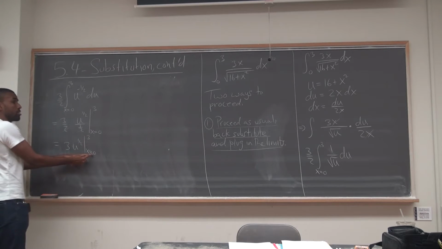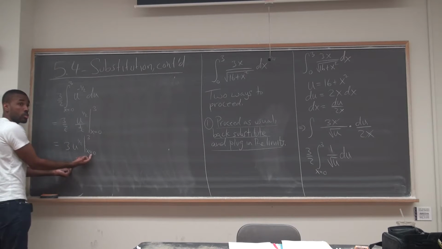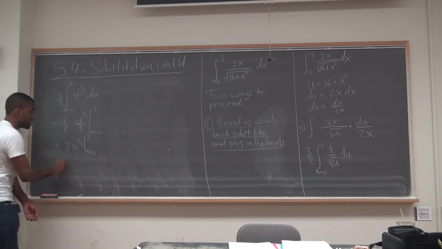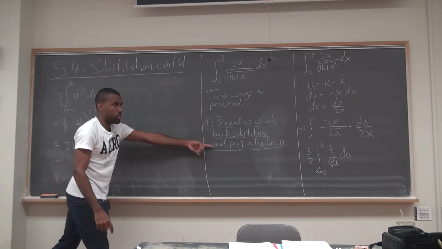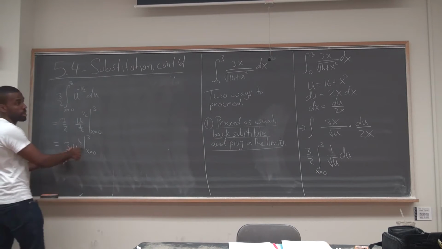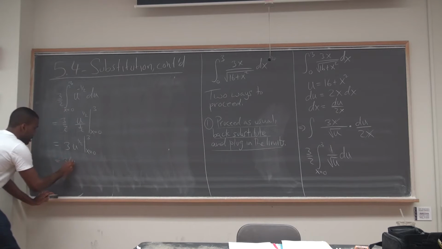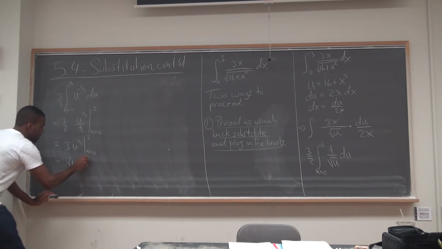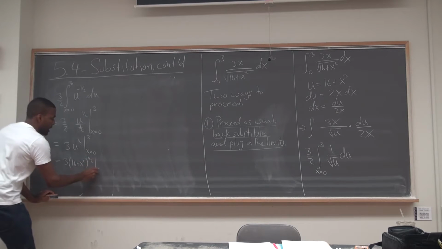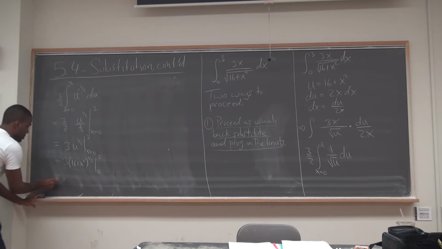Now do not make the mistake of plugging this 0 into u and the 3 into u, because that would be wrong. The x's are those values. So what I'm going to do first is back substitute and then plug in the limits. I'm going to take my u back, which was 16 plus x squared. So this is 3 times the quantity 16 plus x squared, to the 1/2. And now I can plug in 0 and 3.